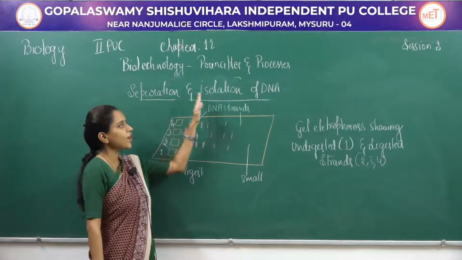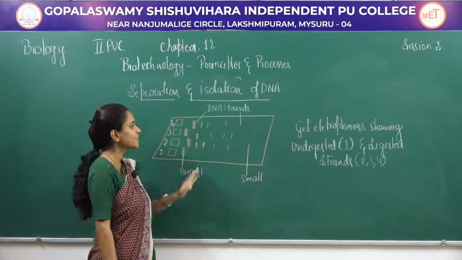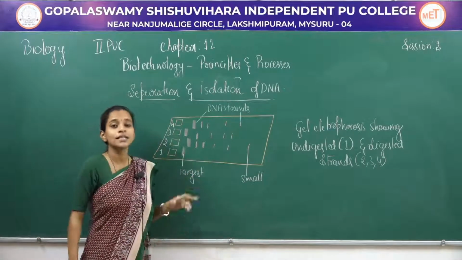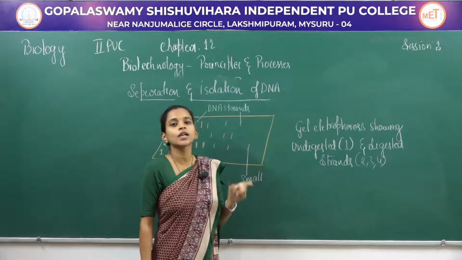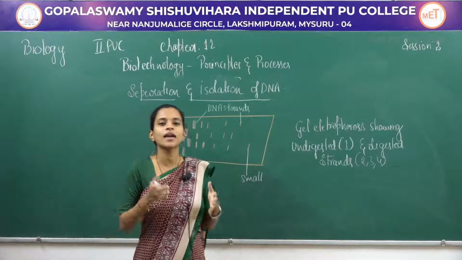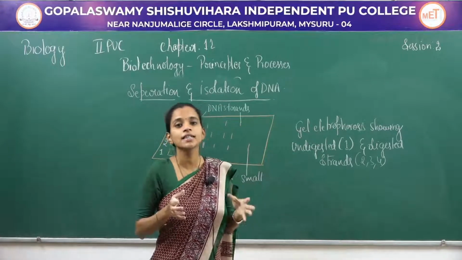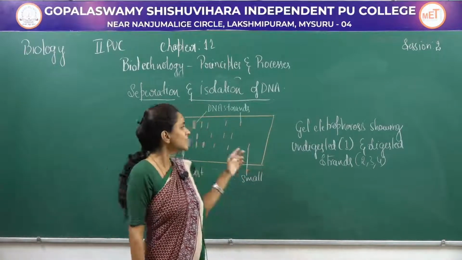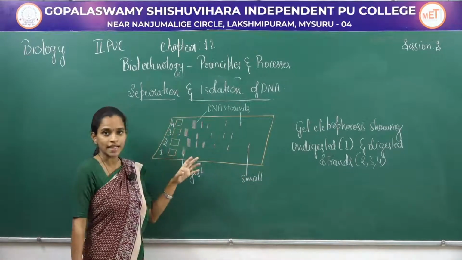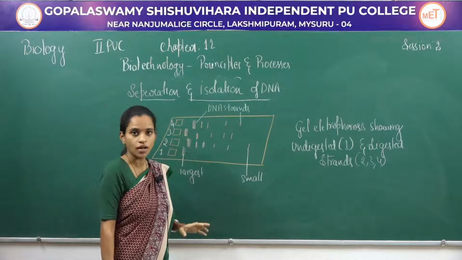Separation and isolation of DNA takes place with the help of a setup which is termed gel electrophoresis. So, the cut strands of DNA. Now, how are these DNA strands cut? These are cut because of presence of restriction enzymes. Once the restriction enzymes act on the DNA, they are cut into smaller pieces.